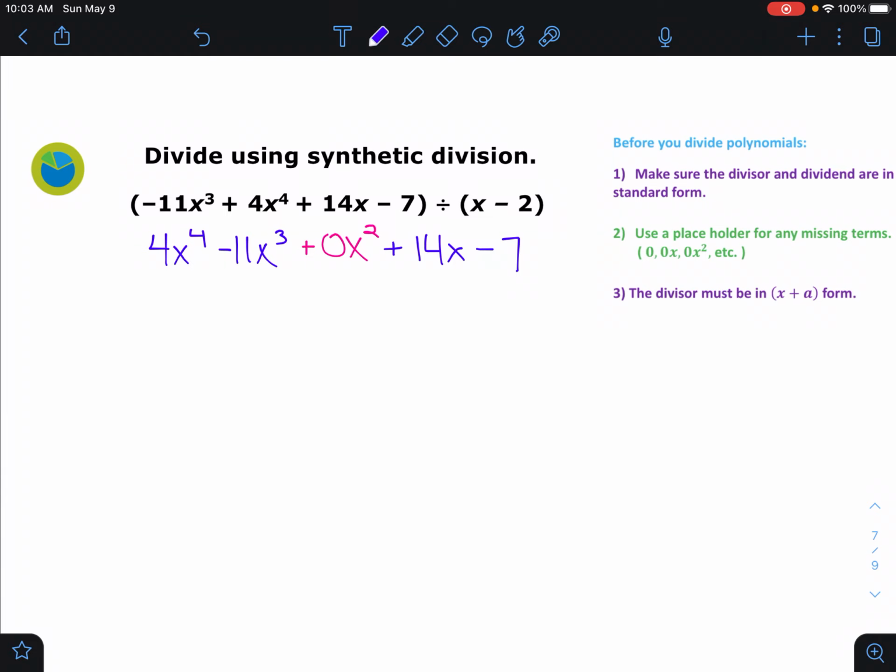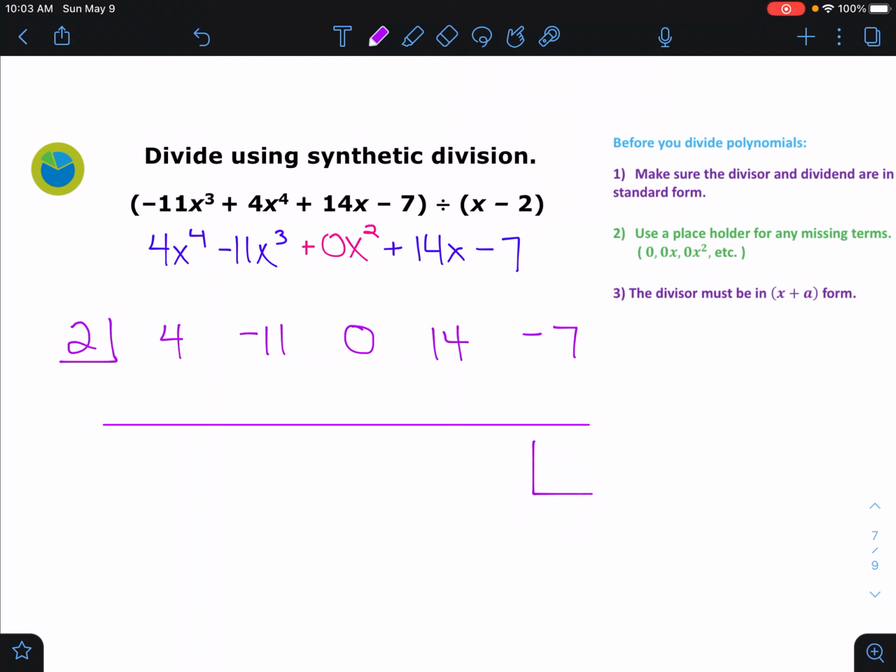So I'm going to now use my synthetic division here. So I want what makes this 0 here. So I'm going to put positive 2 in this box here. And now I'm going to write my coefficients of my dividend. So 4, negative 11, don't forget the 0, 14, and negative 7. Okay, I'm going to draw my line. And then over here, put my little remainder box over here.